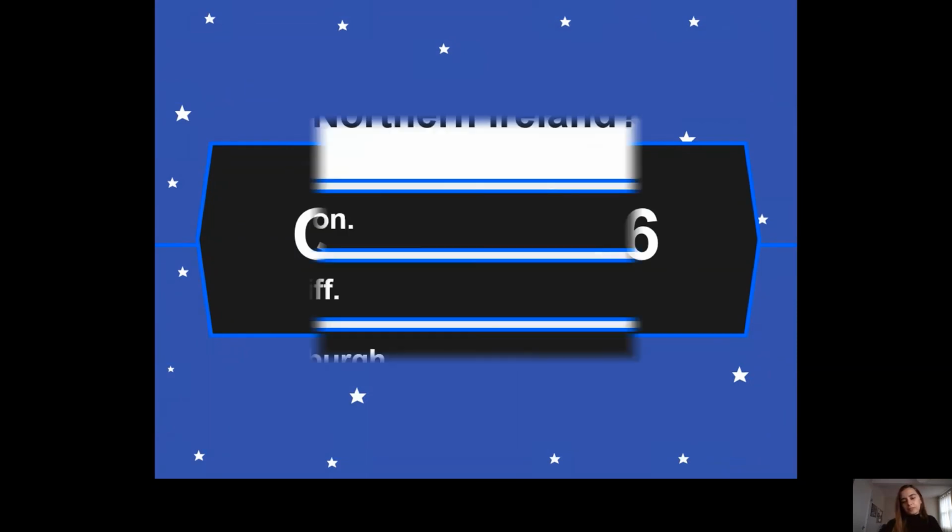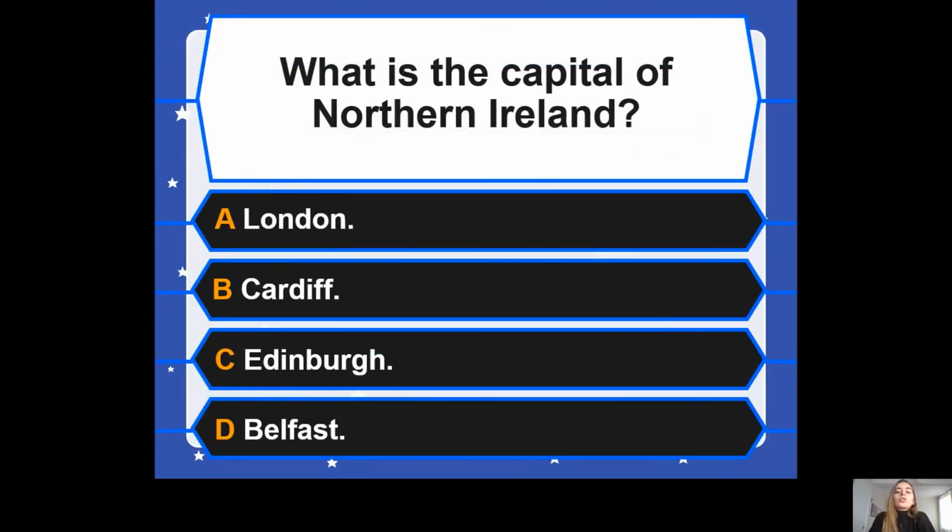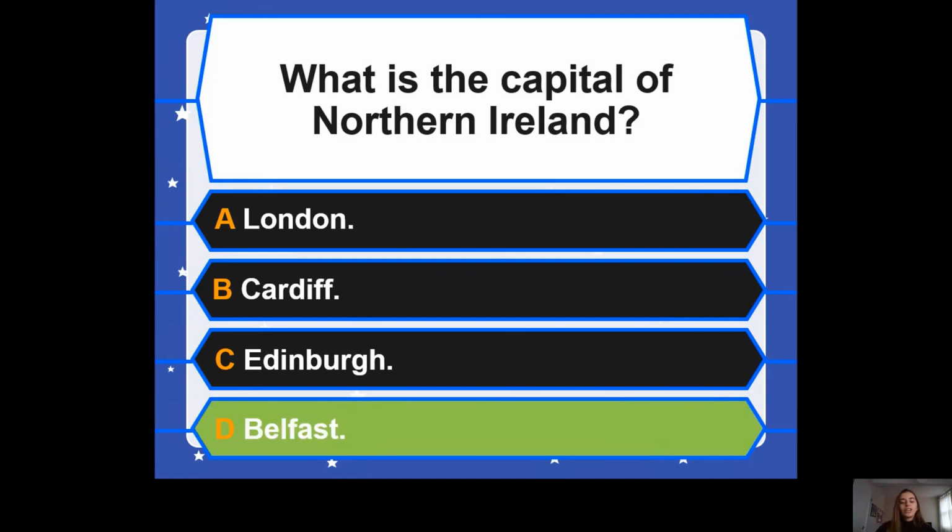Number 6. What is the capital of Northern Ireland? A, London, B, Cardiff, C, Edinburgh, or D, Belfast? Which one of those is the capital of Northern Ireland? You've got 3 seconds left. Okay, let's find out. The capital of Northern Ireland is Belfast. Well done. We put D, which was Belfast.